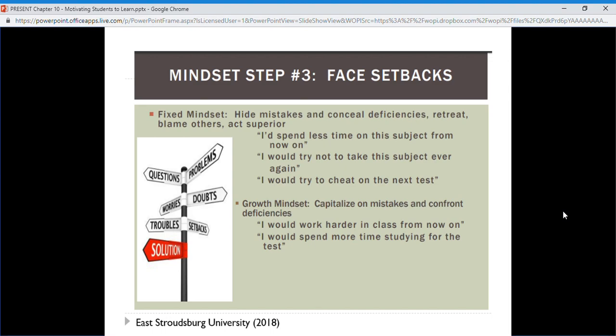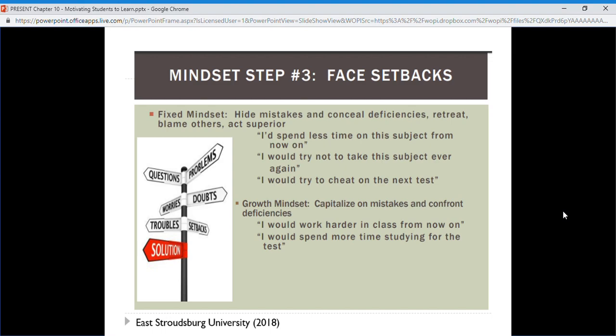The third step towards cultivating a growth mindset is how you face setbacks. So with a fixed mindset, setbacks like mistakes are hidden or concealed. Others are blamed. You act superior. So for example, if you make a mistake on a math test, you decide you're just going to spend less time on math from now on, or not take math ever again, or maybe even try to cheat on the next test to appear that you are doing better than you are.